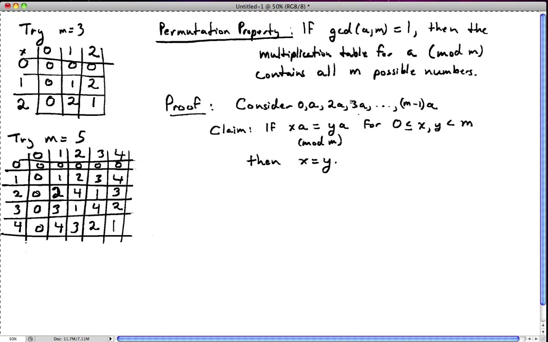So how do we prove this kind of a statement? We'll prove this by contradiction. Suppose not.